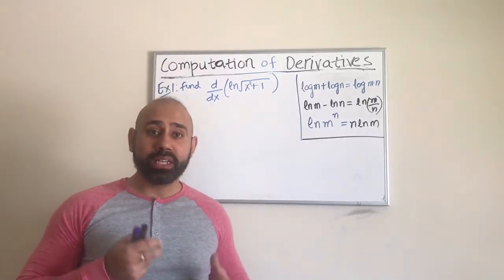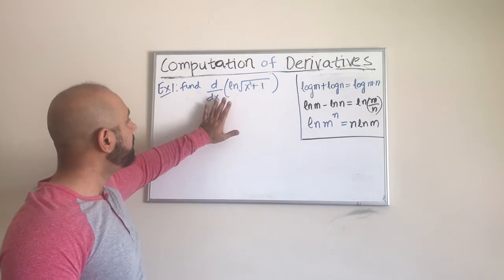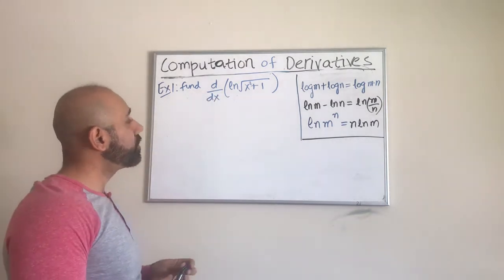Let's start by evaluating the derivative of a simple log function. Here we want to find the derivative of ln of the square root of x squared plus 1.